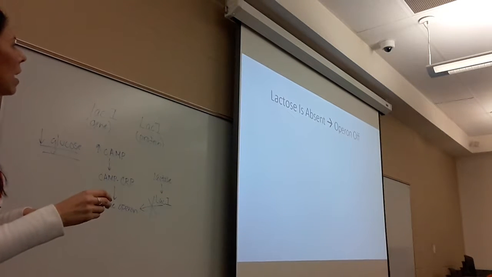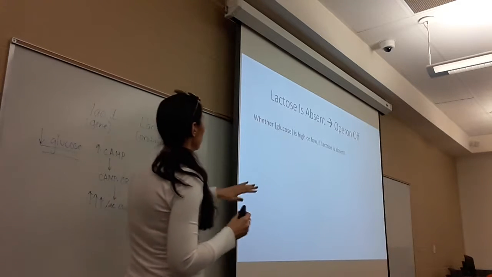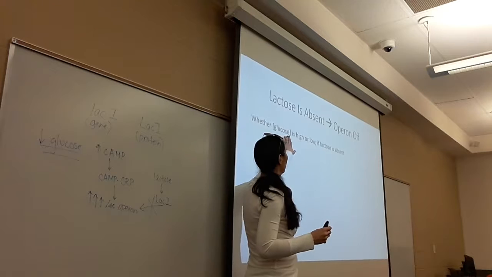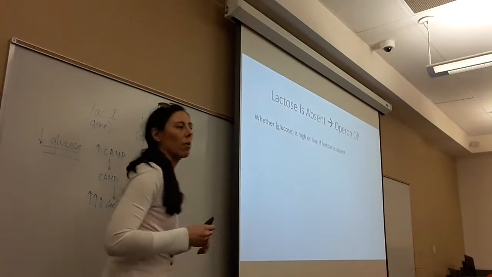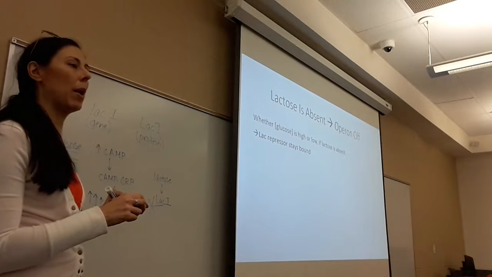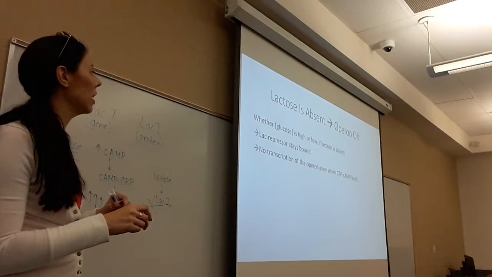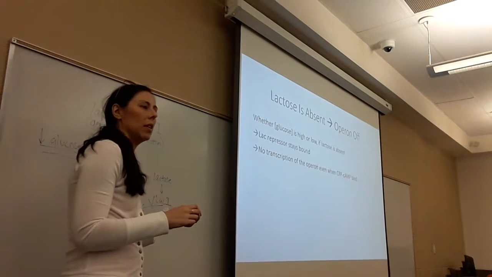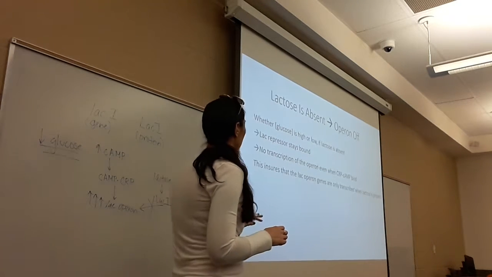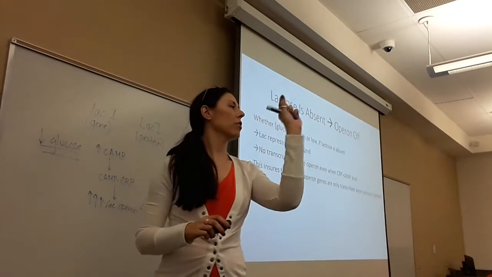Okay, so if lactose is absent, the operon is off. It doesn't matter what happens if glucose is high or low. If there's no lactose around, it's going to be turned off. The lac repressor is bound to the DNA, so there's no transcription of the operon, even if there's CRP and cyclic AMP. This ensures that the lac operon is only on if there's lactose around.